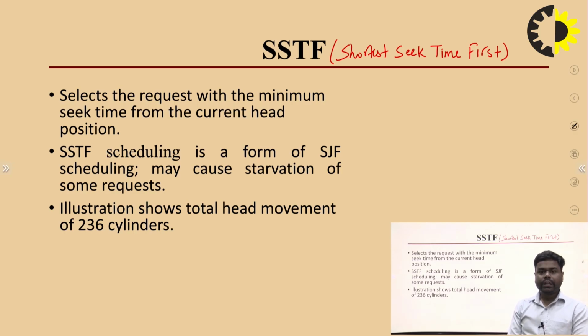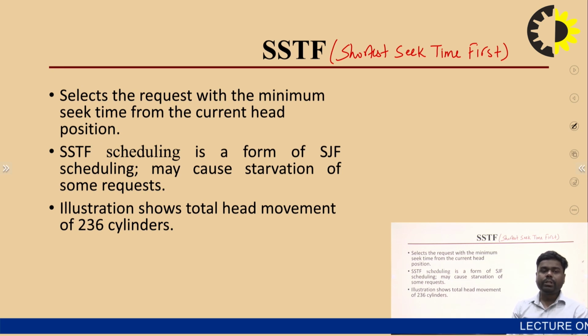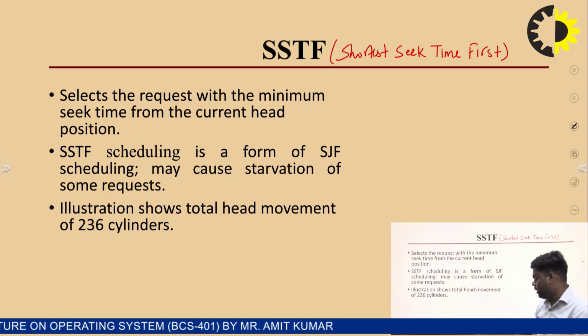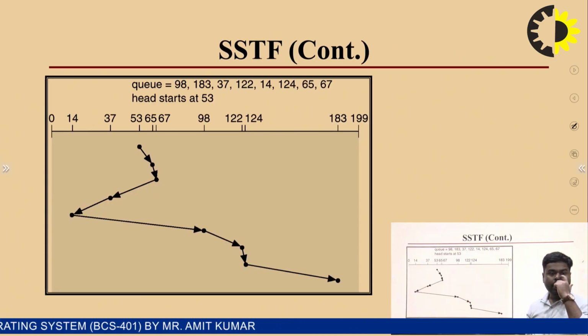We have to take the minimum seek time from the current head. SSTF scheduling is a form of SJF scheduling and may cause starvation of some requests, because if it keeps going through the nearest one, it will cause starvation. Illustrate showing the total movement of 236 cylinders. For SSTF, we have taken the same queue, and the head starts from 53.